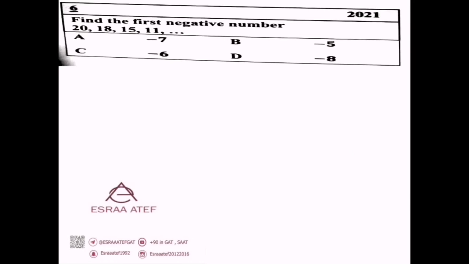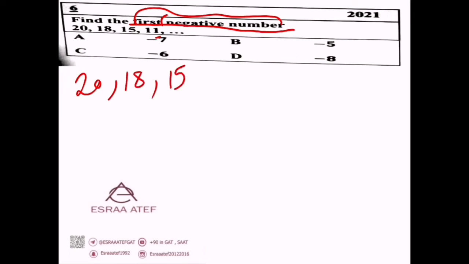Here he wants me to get the first negative number, the first negative number, not the next number, so be sure about the question. Here we have 20, then 18, then 15, then 11. So here we minus 2, here we minus 3, here we minus 4. So each time we subtract a number which is bigger than the number before by 1.